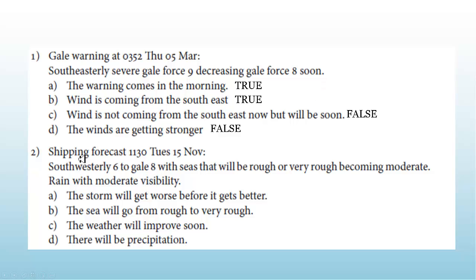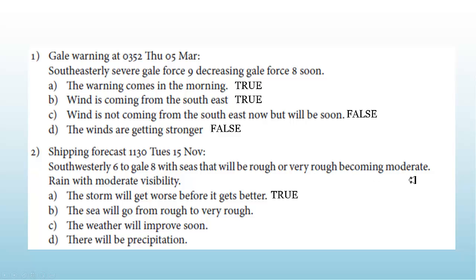Okay, number 2. Shipping forecast, 11:30 hours, Tuesday, 15th of November. Southwesterly 6 to gale 8, with seas that will be rough or very rough becoming moderate. Rain with moderate visibility. Moderate means sort of in the middle. Okay, so the storm will get worse before it gets better. Southwesterly 6 to gale 8, so that's getting worse. Seas will be rough or very rough, then becoming moderate. So that sounds true, yes.